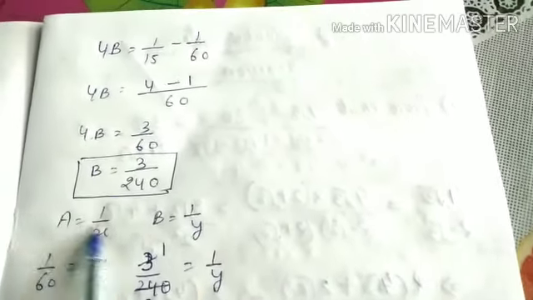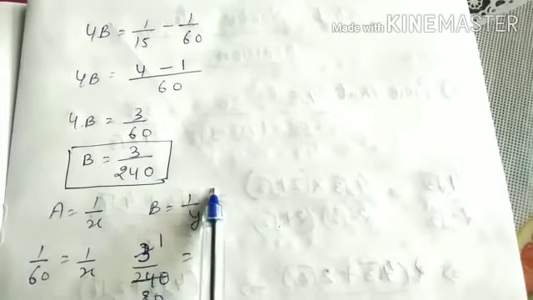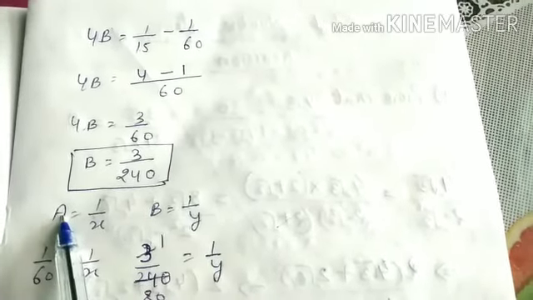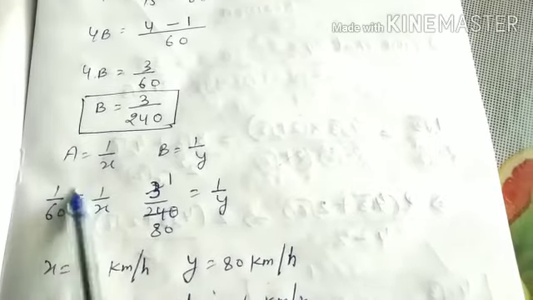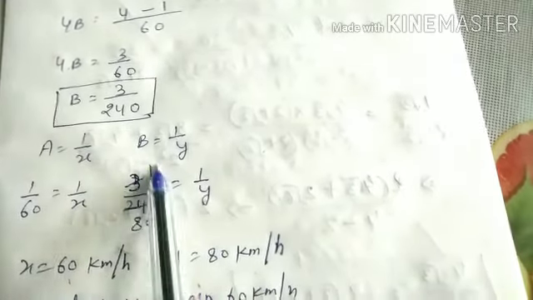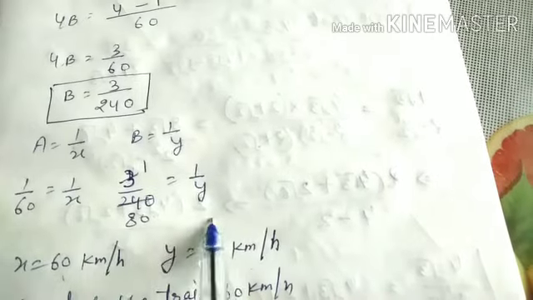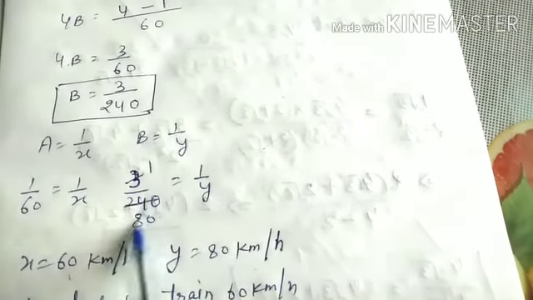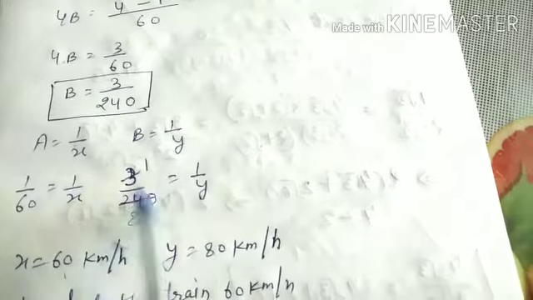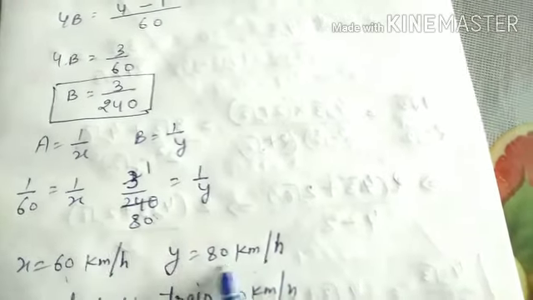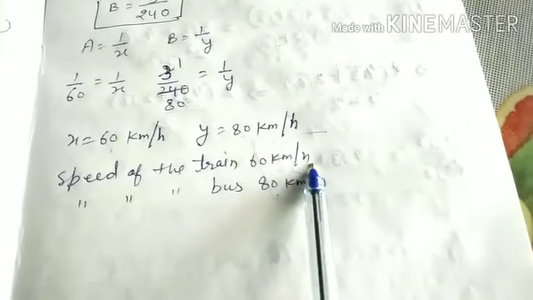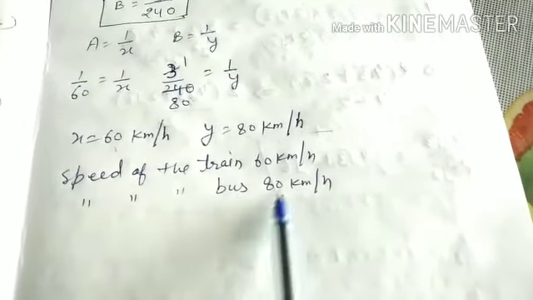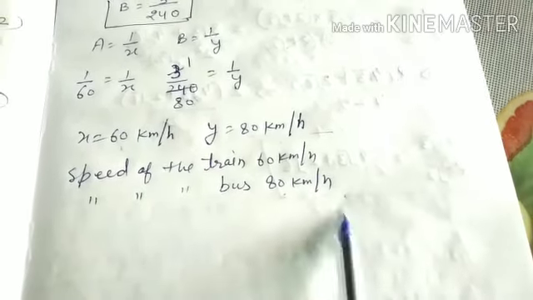Now a is equal to 1 upon x and b is equal to 1 upon y. Put the value of a here and the value of b here. a is equal to 1 upon 60 is equal to 1 upon x. That means, by cross multiplication, the value of x is 60. And b is equal to 3 upon 240 is equal to 1 upon y. 3 times 1 is 3, 3 times 80 is 240. After cross multiplication, y is equal to 80 km per hour. So the speed of the train will be 60 km per hour and the speed of the bus will be equal to 80 km per hour. Okay students.